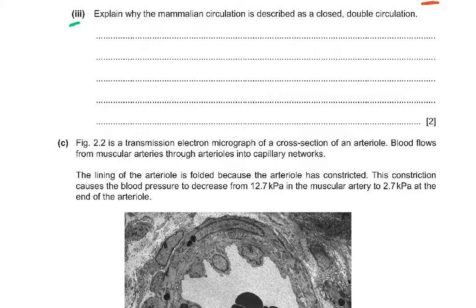Now that's come in millions of other papers as well. Closed means the blood is contained within vessels. Double means blood flows twice through the heart in one circulation. Or you could have said there's a pulmonary and a systemic circulation. So a simple, basic way to say it: closed, blood is contained within vessels.